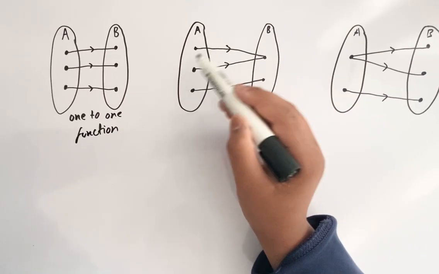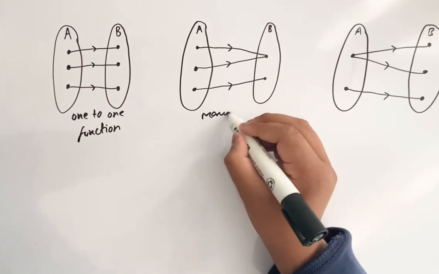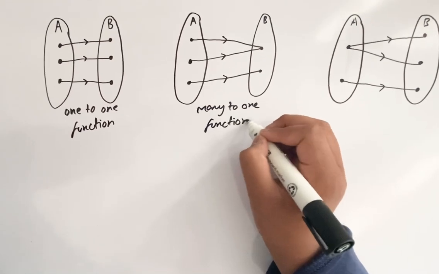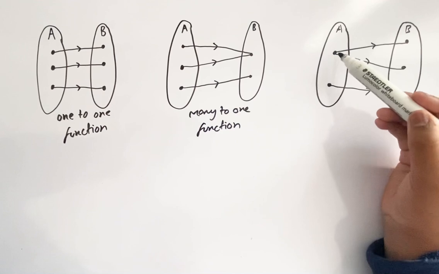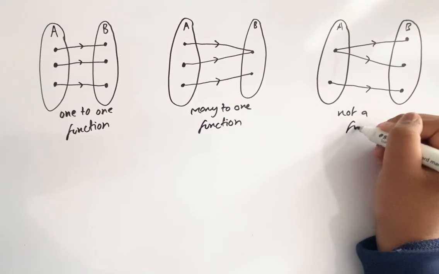Or they can be many-to-one. They can have many-to-one or one-to-one. However, they cannot be one-to-many. You cannot have one input have several outputs. So this is not a function.